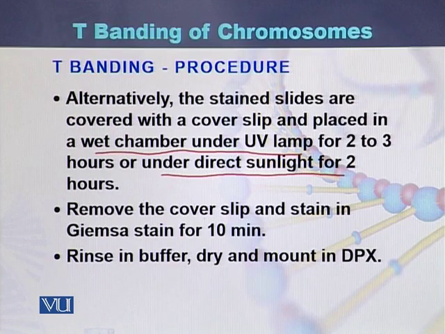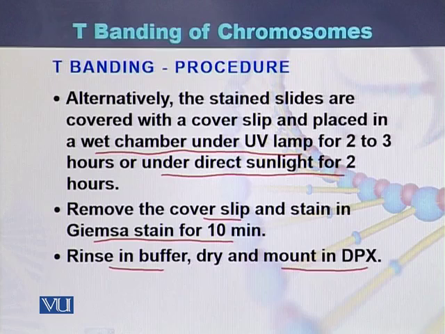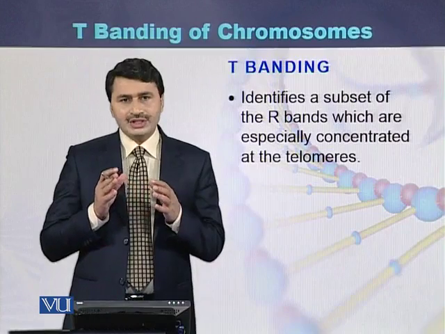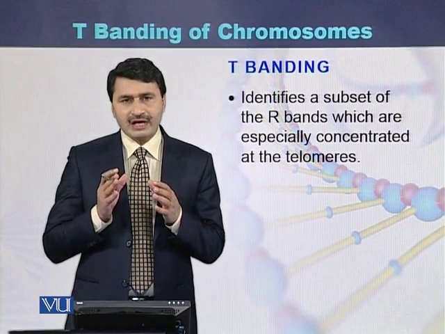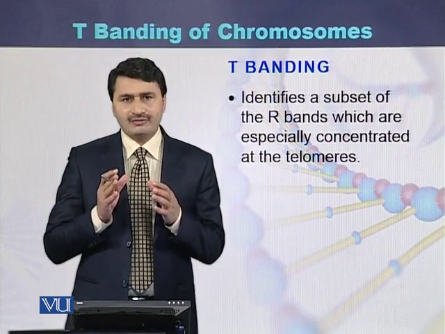Remove the cover slip and stain the slides with GEN731 for 10 minutes. Rinse the buffer, dry, and mount the slides in DPX. So this is the alternative method by which we can stain the telomeres of the chromosomes, either by putting the slides in a wet chamber under a UV lamp, or by putting the slides directly under the sunlight. T-banding of the chromosome is the banding pattern in which we identify or stain the telomeres of the chromosomes.